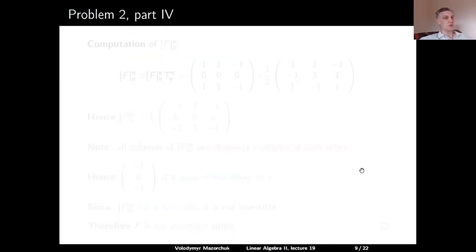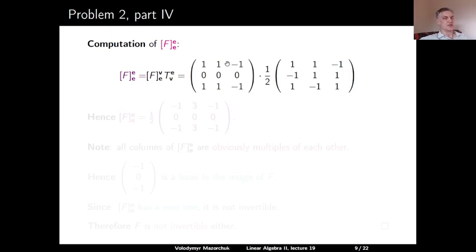Great. So now we can compute the matrix of F in the standard basis. So this matrix is equal to the matrix of F between the bases E and V times the transformation matrix from V to E. So it is the matrix 1, 1, minus 1, 0, 0, 0, 1, 1, minus 1 times 1/2 of the matrix 1, 1, minus 1, minus 1, 1, 1, 1, minus 1, 1. And so the answer is that the matrix of F in the standard basis is the matrix 1/2 times minus 1, 3, minus 1, 0, 0, 0, minus 1, 3, minus 1.